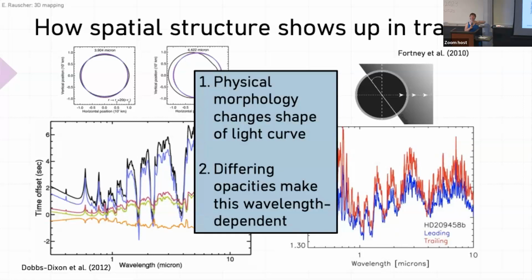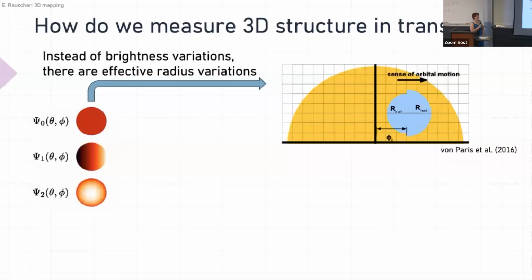So again, these words are just to say what I said before. The spatial information comes from the shape of the light curve. The extra third dimension comes from wavelength dependence. Okay, I'm almost done.